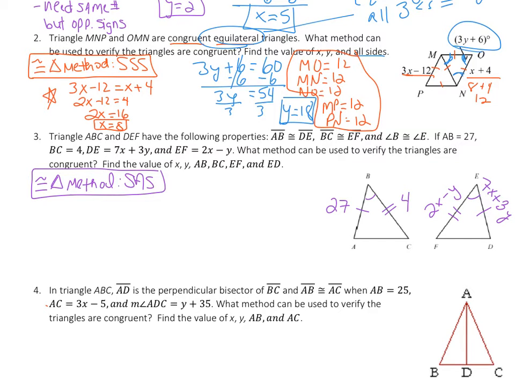Now that all of our measurements are drawn on our picture, we can set our corresponding sides congruent to each other. Our 1 marks, so that would be over here and here, 7x plus 3y will equal 27. And our 2 marks, so 2x minus y, will equal 4. Now, if you remember, this is a system of equations because we have x and y in both of the equations. Remember, up here, we need to make one of the variables have the same exact number but opposite signs.